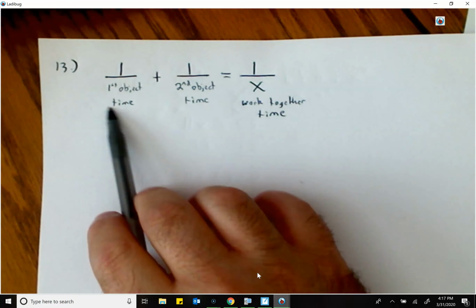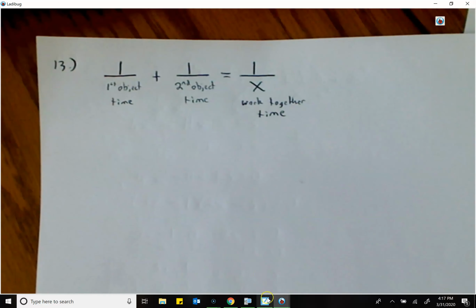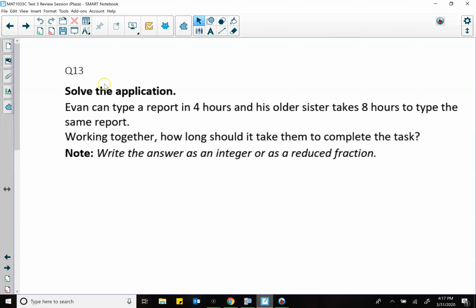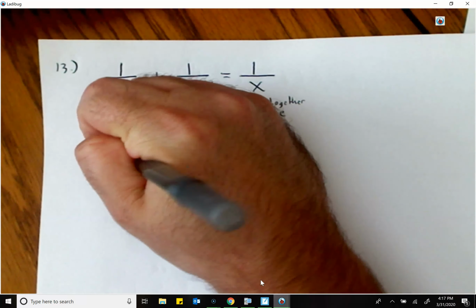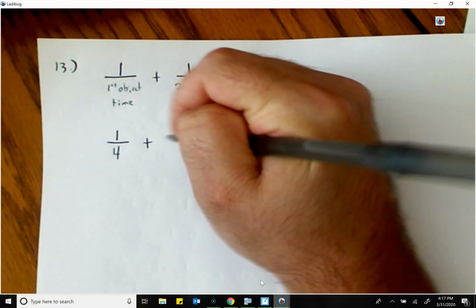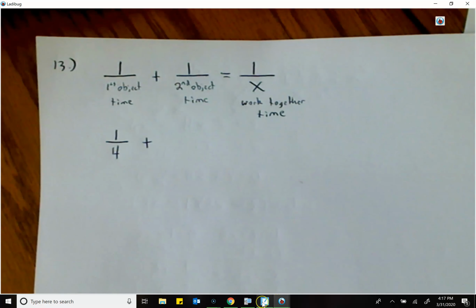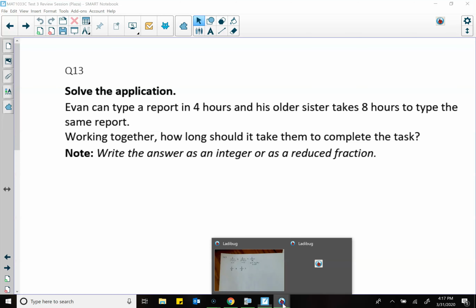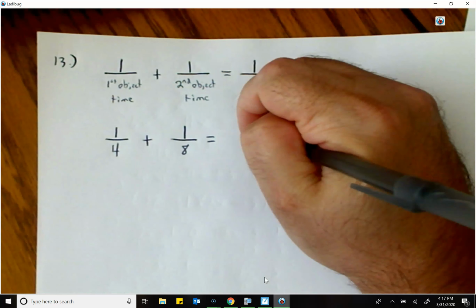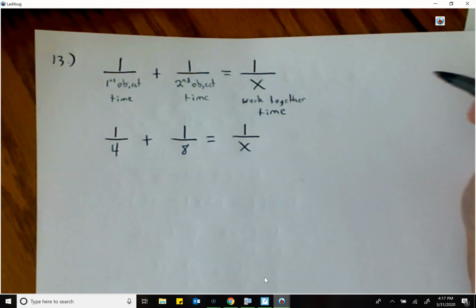So our first object in this was Evan. How long did it take Evan to work? It took him 4 hours. So our first fraction looks like 1 over 4. Plus, our second object is his sister. We don't know her name. So his sister, though, takes 8 hours. So that's 1 over 8. We want to know how long does it take for them to work together. So that's 1 over x.